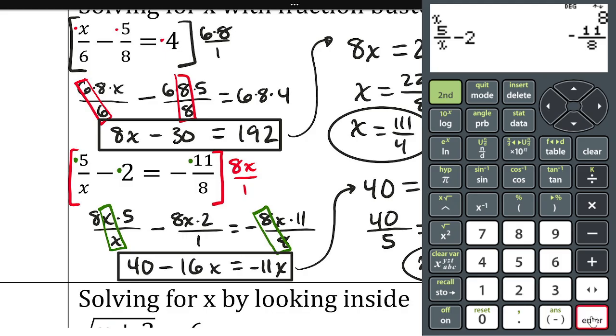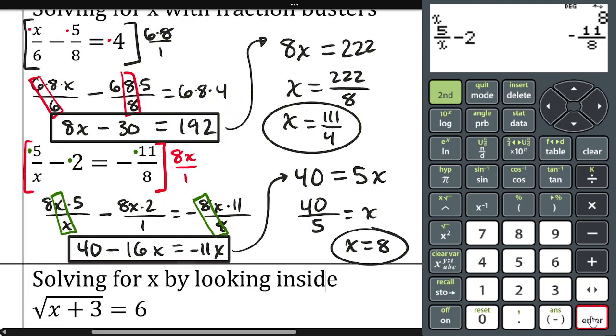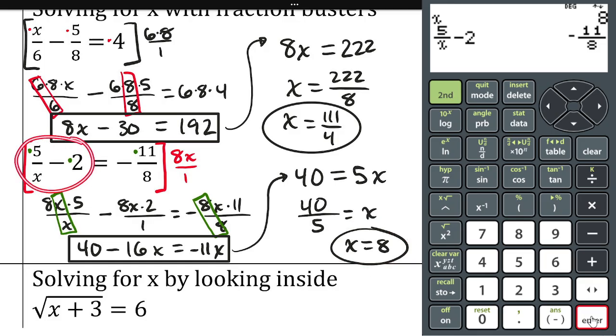So the point is, when I take this value of x and I put it in this side of the equation, I got negative 11 over 8. And the other side was negative 11 over 8. So that is definitely the solution to this equation.